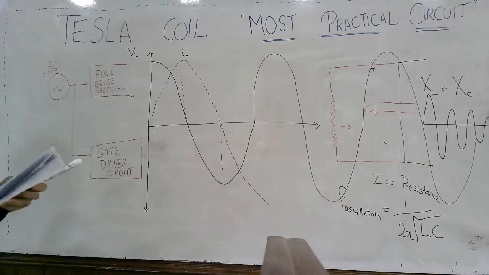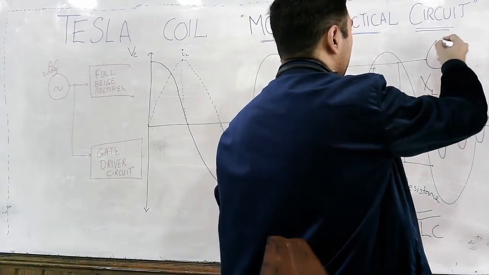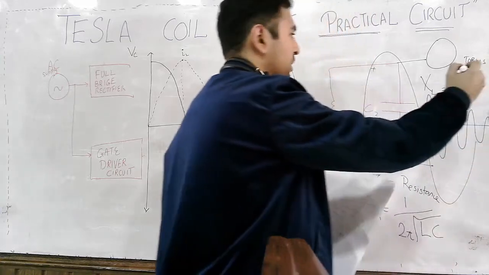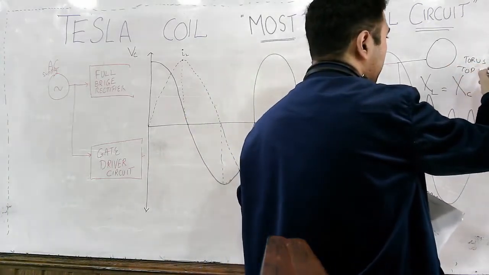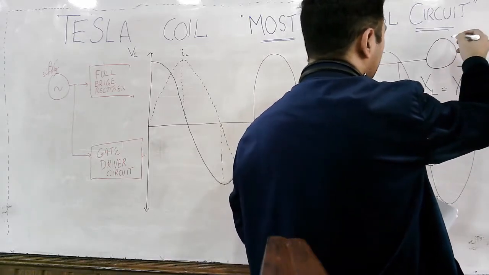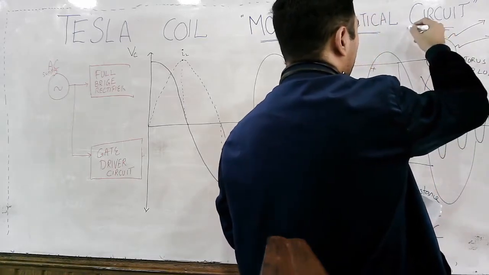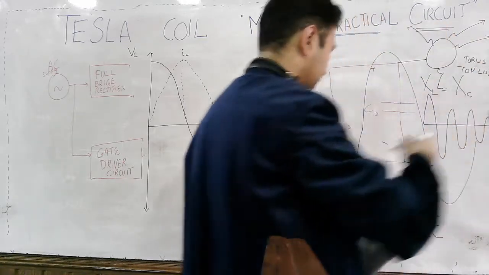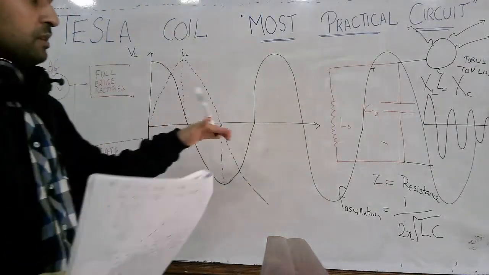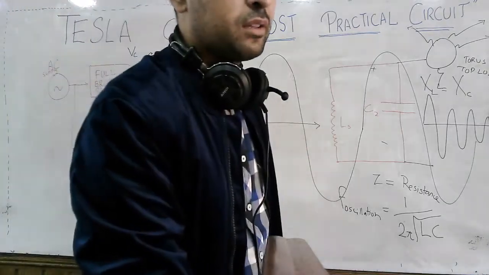Think for a moment. And what I ignored here was the torus ring, which is also known as the top load, because the voltage here is very high that you get the high voltage sparks across the air. There is a discharge in the air. So right now, till now we have discussed the secondary side of this Tesla coil experiment.